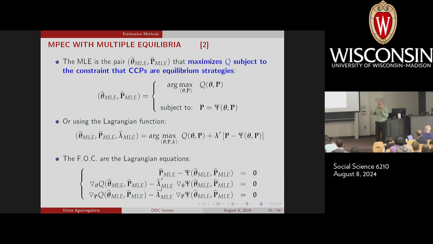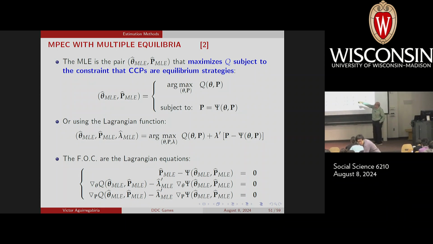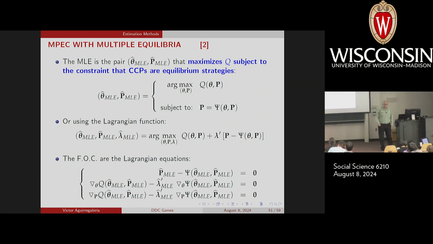But this is a well-defined constrained maximum likelihood estimator, and it has the same good properties as any maximum likelihood estimator. Now, this maximum likelihood estimator is defined as a value of theta, p, and the vector of Lagrange multipliers that solve this Lagrange function.